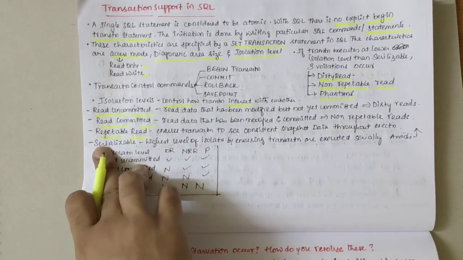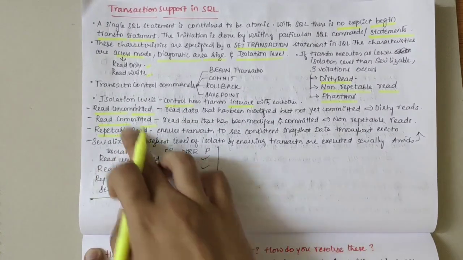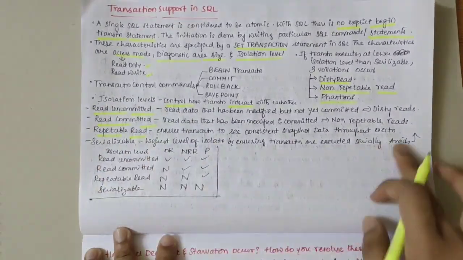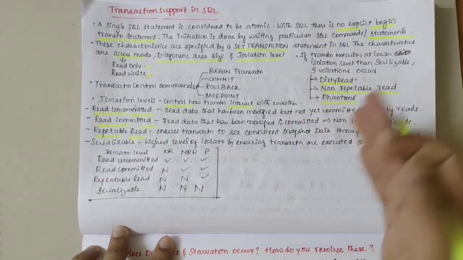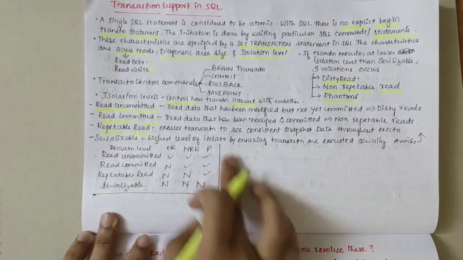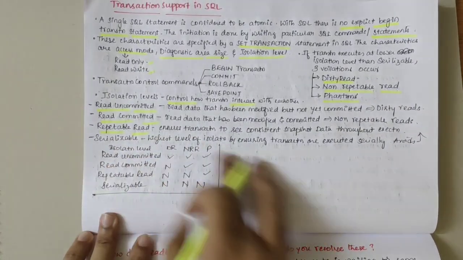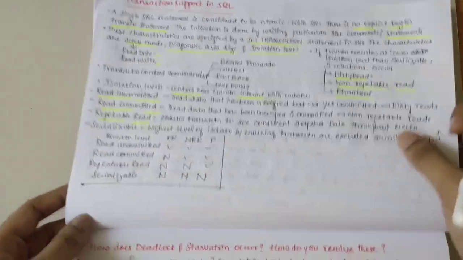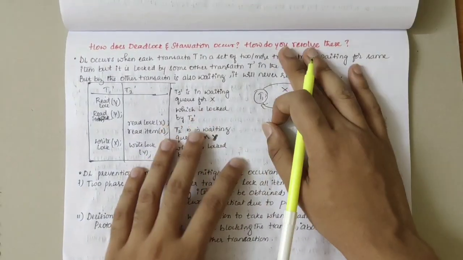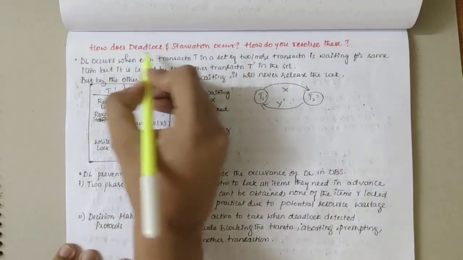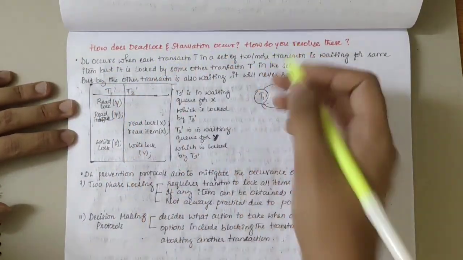By ensuring that the isolation level is serializable, we can avoid all these violations. That's what I have depicted in this table. So this is pretty easy to understand. Next, we have the deadlocks topic. How do deadlock and starvation occur? How do you resolve those?